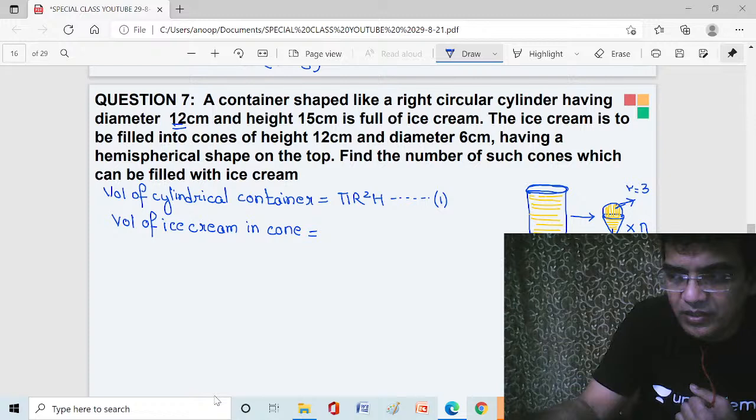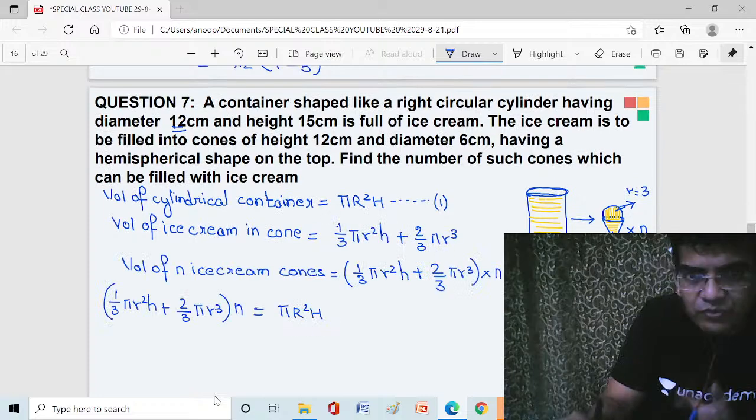As we know that the volume of ice cream in the container and the volume of ice cream in the cones, into n cones, must be equal. So let's equate them. So 1 upon 3 pi r square h plus 2 by 3 pi r cube, multiplied by n, is equal to pi r square h. We are equating them. Okay, now before substituting the values, let's see what can be taken common from the left side.